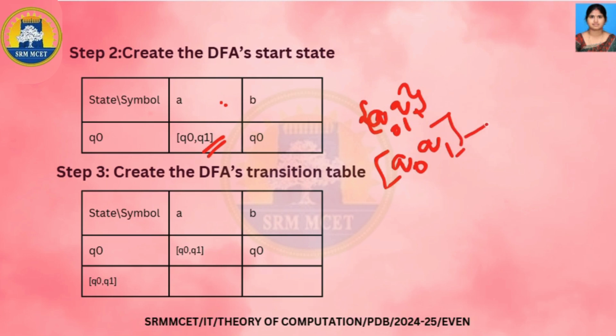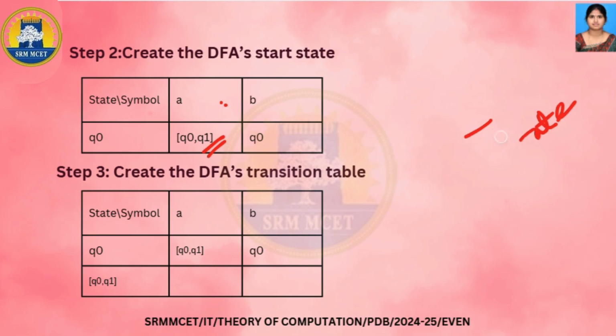So consider this Q0 Q1 as the new state. This is the new state for the DFA. So the initial state should be the same as the NFA, and step 3 is to create the DFA transition table for the new state. So the new state here is Q0 and Q1. With this, we have to create the DFA transition table. It is Q0, Q1.